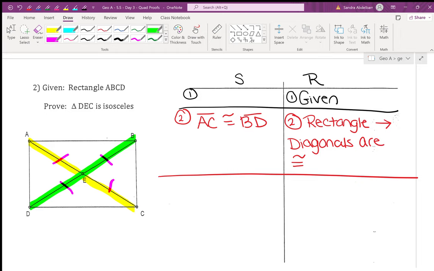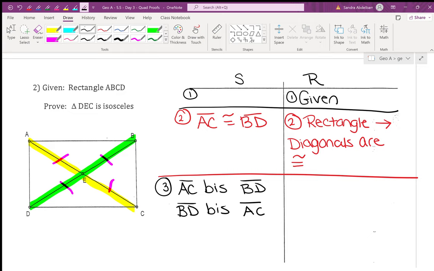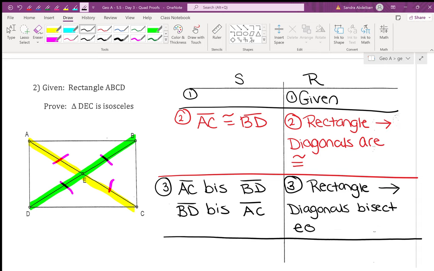All right, so step number 3, we have to write that down. We're going to say AC bisects BD, and in the same step, I'm going to say that BD bisects AC. They bisect each other. How am I going to write this property down? We're going to say rectangle, arrow, diagonals bisect each other. I need to keep my eyes on the board. The properties.